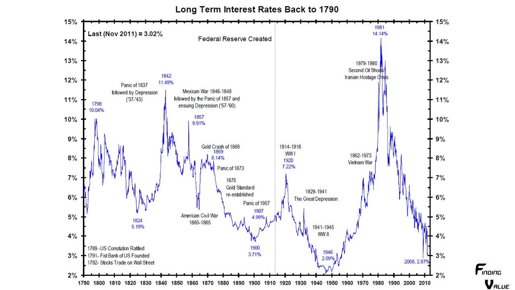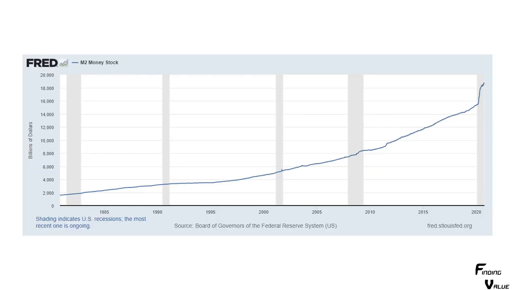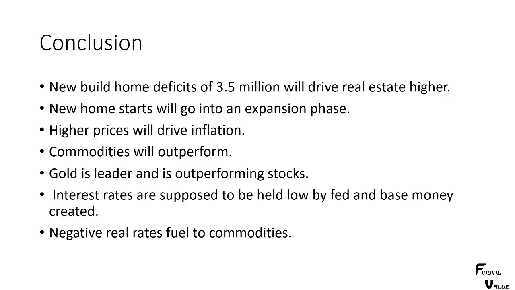Now I'm going to add some fuel to the fire here, right? The Federal Reserve is going to try to hold interest rates down and they're going to print like hell. What this is setting up for is real negative rates. Real negative rates are what drive commodities and precious metals a lot higher. And it's happening and they're doing it. They're going to have to continue to print and try to prop up the stock market. And I don't know if it's going to work. So the conclusion here, after I tied this all up, we have a new build home deficit of 3.5 million, and it's going to drive real estate higher, commercial real estate.